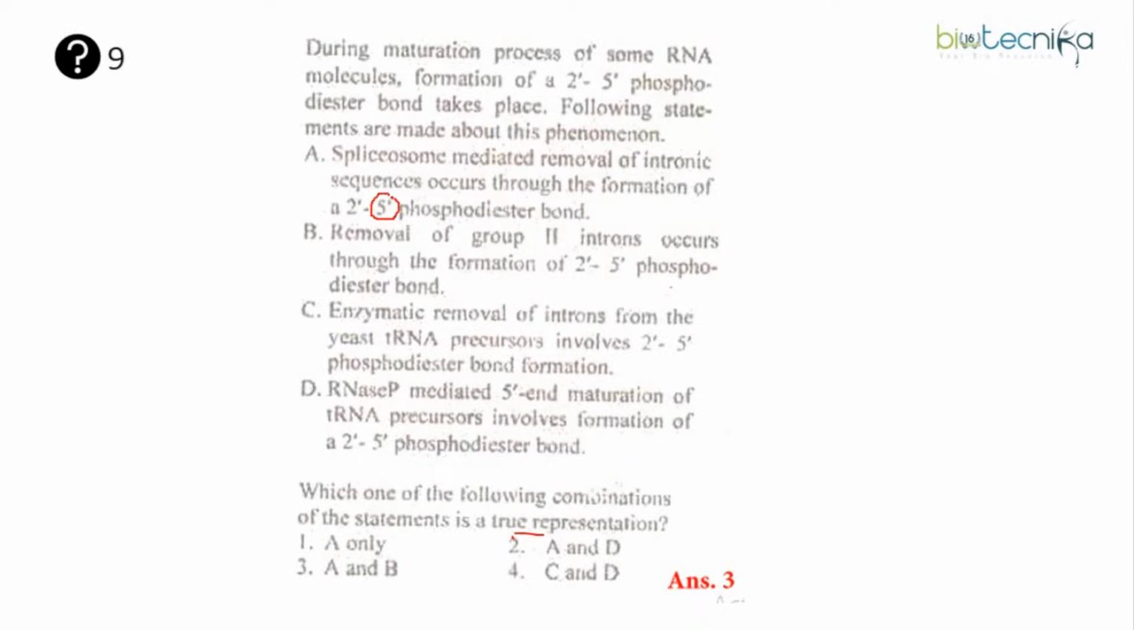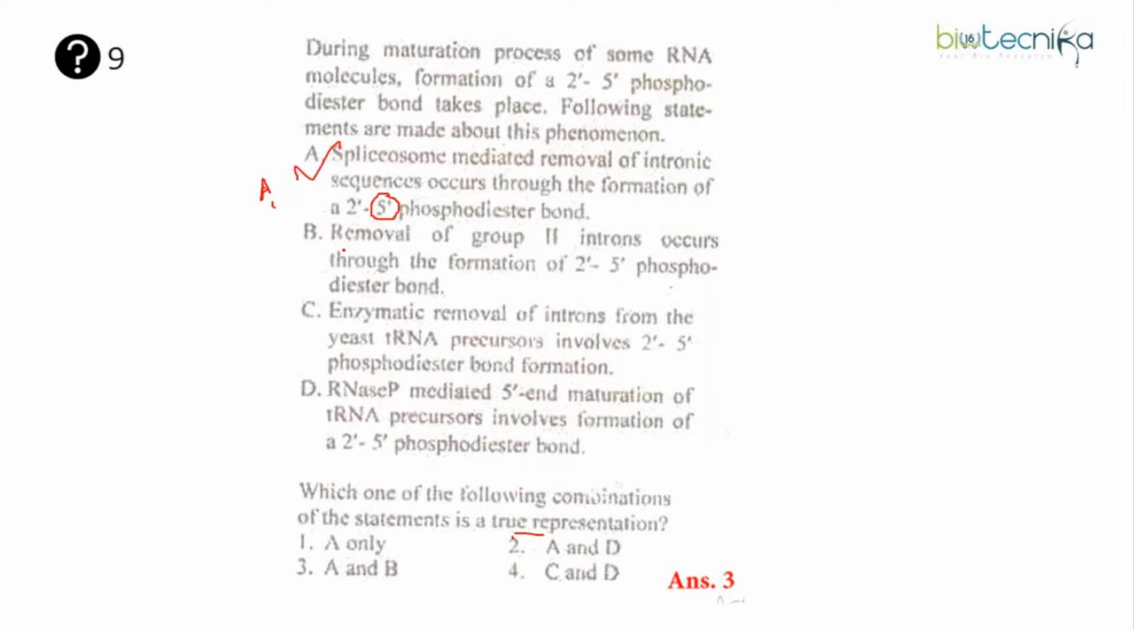The 5' is the site on your 5' exon, right? That is a 5', and 2' is the internal adenine. The internal adenine has got a 2' OH group. So that OH group makes the nucleophilic attack at the 5' splice site. Okay? So this is correct.